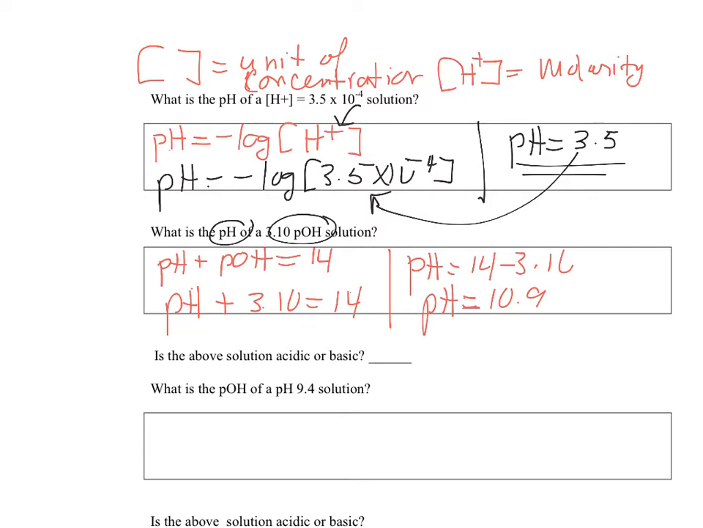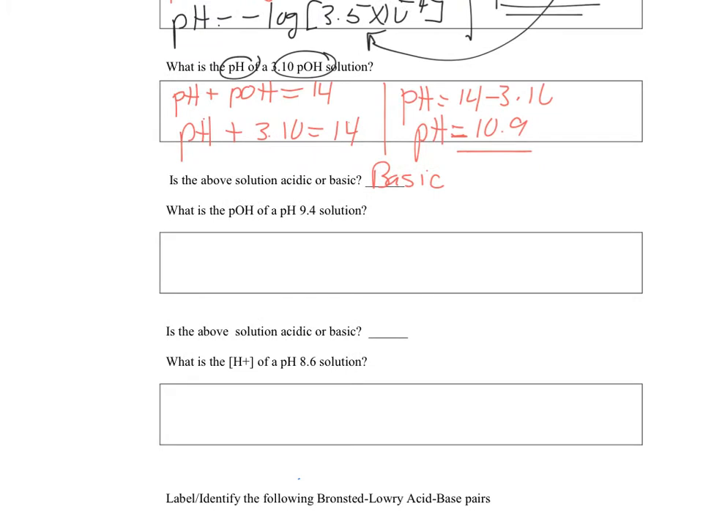The next question is whether that answer is acidic or basic. Remember, the pH scale goes from 0 to 14, so anything above 7, like 10.9, is a base. The next problem is very similar, except that they give you the pH.